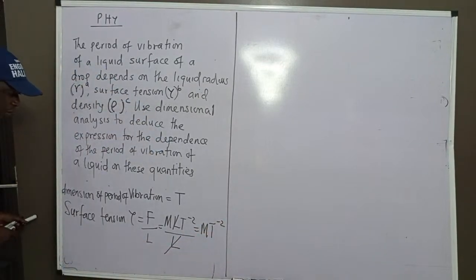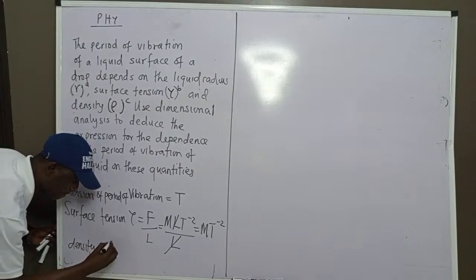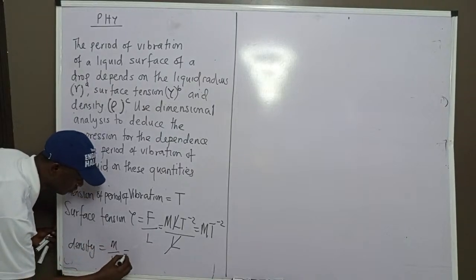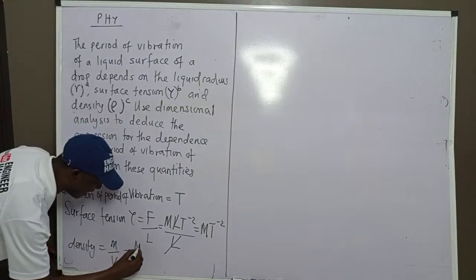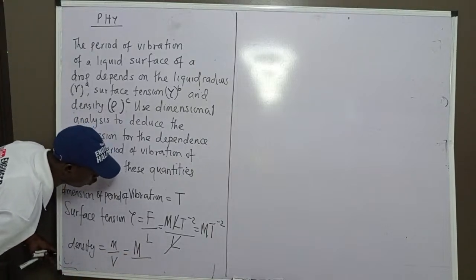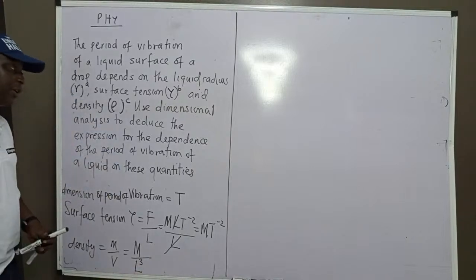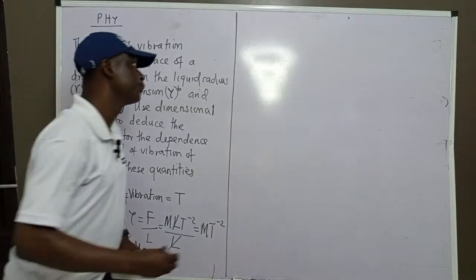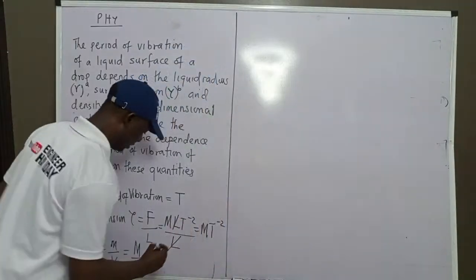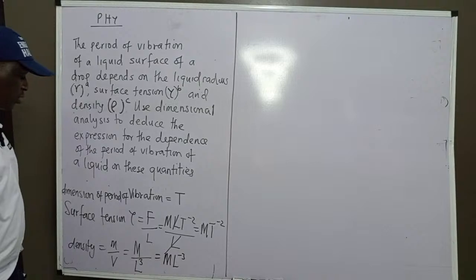Now what we do now is that we calculate the density. Density is equal to what? Mass over volume. Density is mass over volume. And mass is capital letter M, dimension. Volume is L cube. Please ensure you watch the video on dimensional equation. Very important. It will help you with this video. Now, that will give us the dimension of density: M L minus 3.